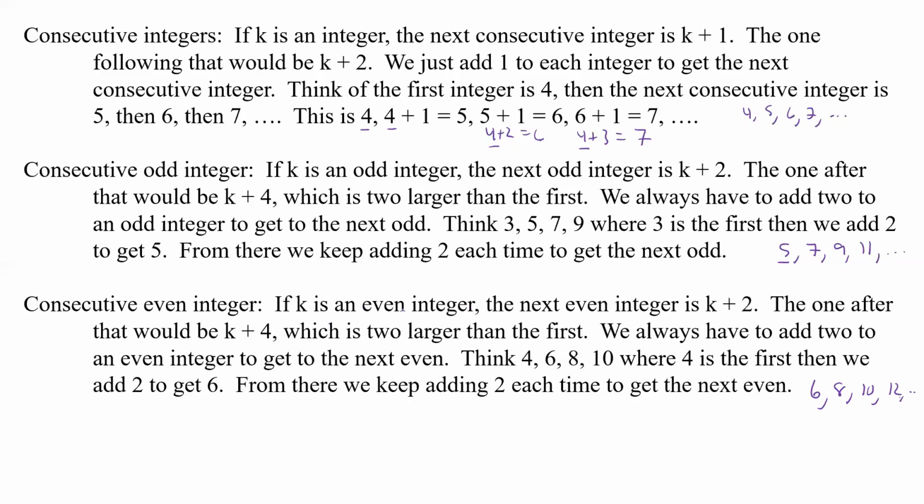So if k is an even integer, the next even is going to be k plus 2. And then the one after that would be k plus 4, and so on until you have all the integers you're covering. And so basically, we always have to add 2 to an even integer to get the next even. So again, 4, 6, 8, 10, where 4 is the first, then we add 2 to get 6, add 4 to get 8, add 6 to get 10, and that's how we keep doing that. You just keep adding 2 more.